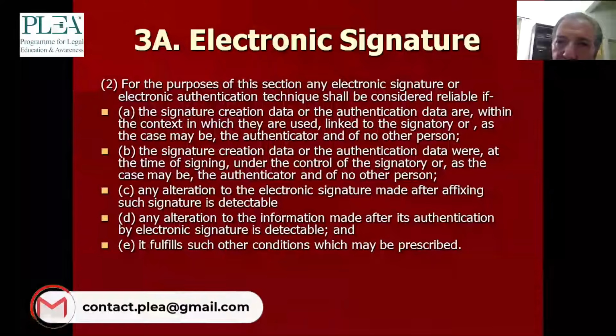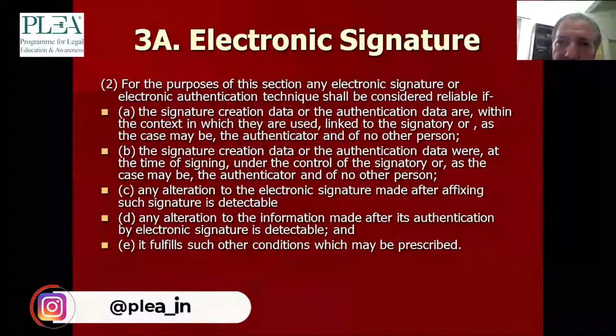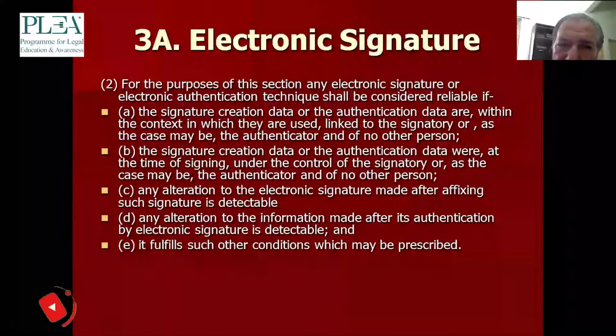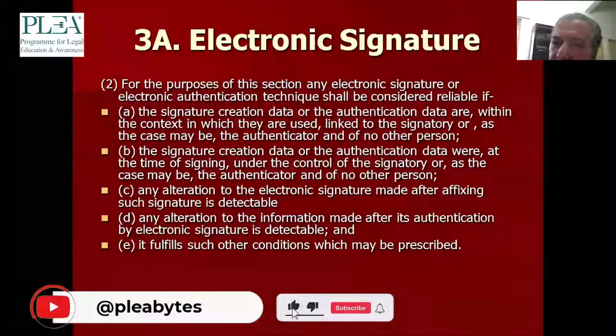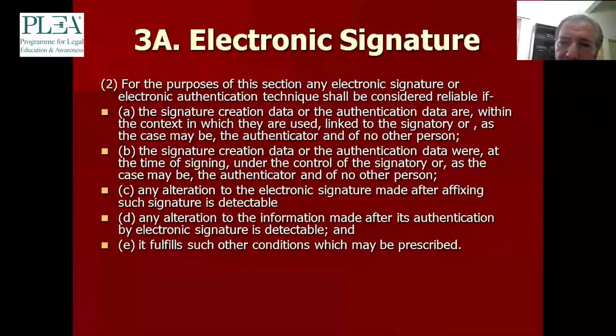That means they can be uniquely attributed to the creator, just like a manual signature. Signature is a type of behavioral biometrics. The signature creation data or the authentication data were, at the time of signing, under the control of the signatory, or as the case may be, the authenticator and of no other person. That means he was himself in possession of that signature. Any alteration to the electronic signature made after affixing such signature is detectable.